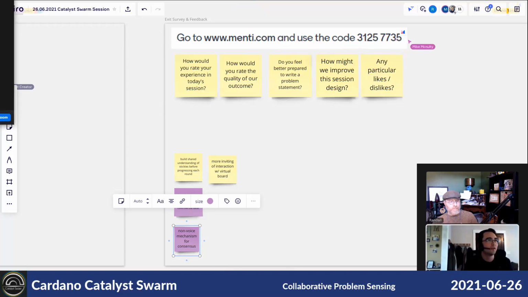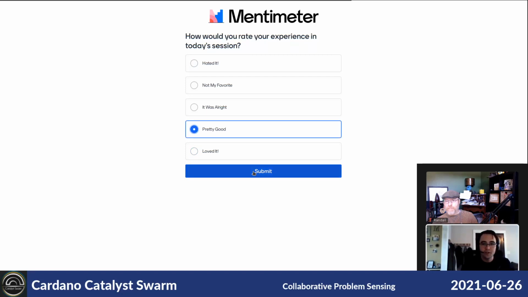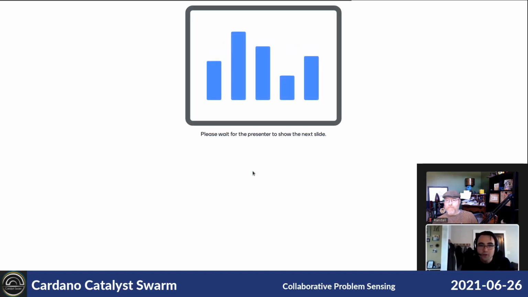So if you go over into this far right panel, the exit survey and feedback at the top, there's this go to menti.com and use this code. You can also click the upper right corner of this little thing. There's a hyperlink. So if you want to do either one of those things, it'll pull up a screen that's just going to ask you 2 quick questions. So I'll present my screen in here really quick.